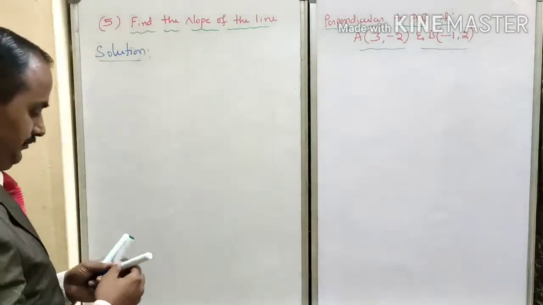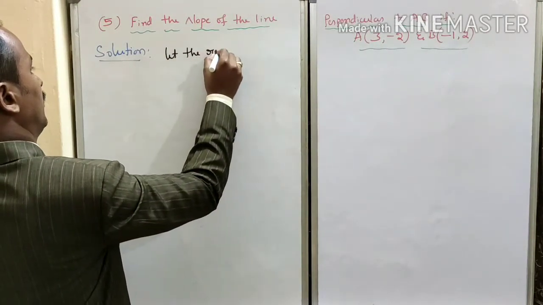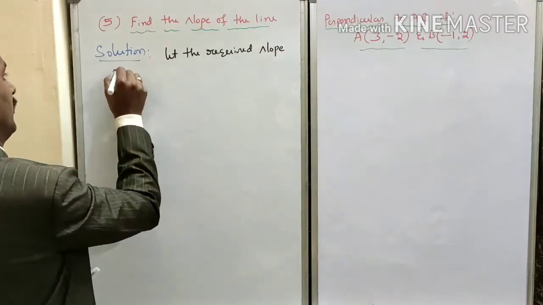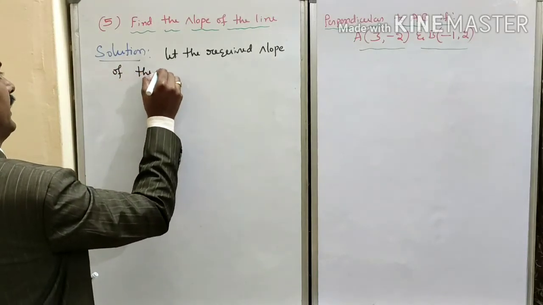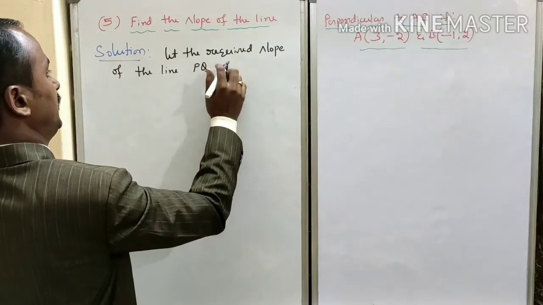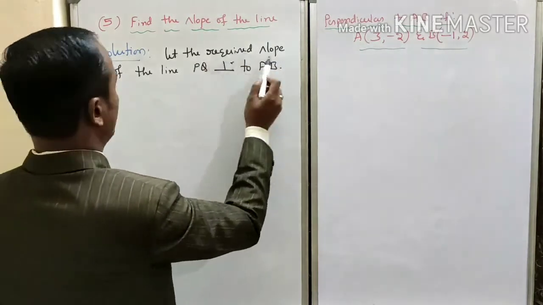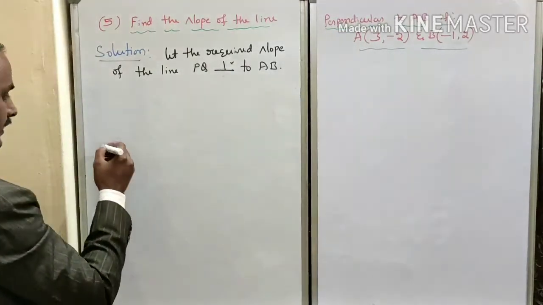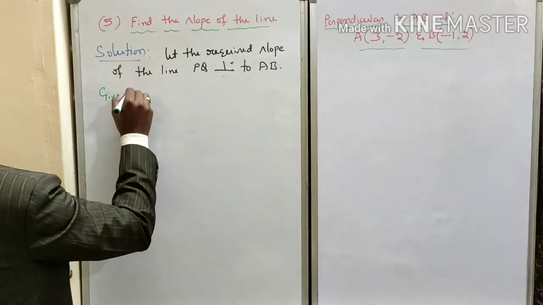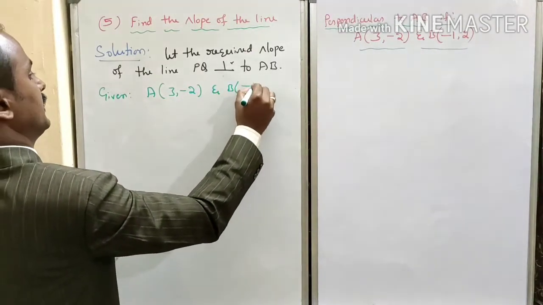Let the required slope of the line PQ be perpendicular to AB. Given: A coordinates are (3, -2) and B coordinates are (-1, 2).